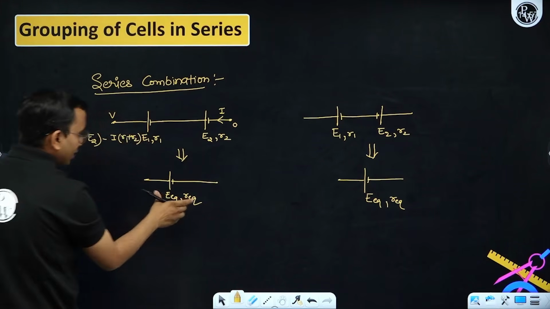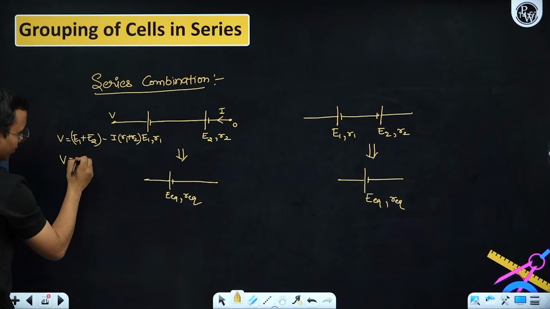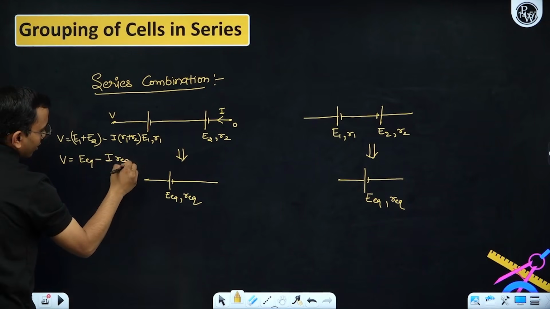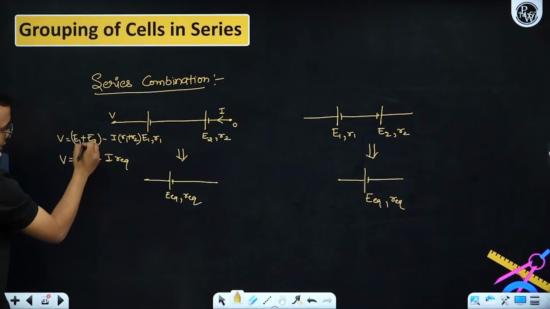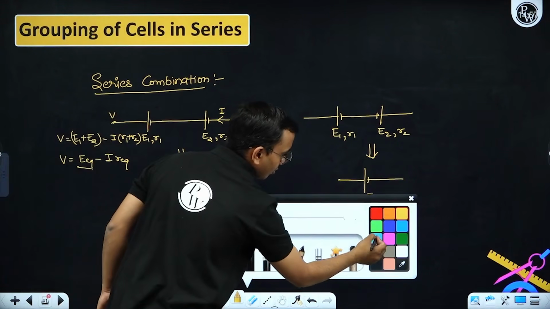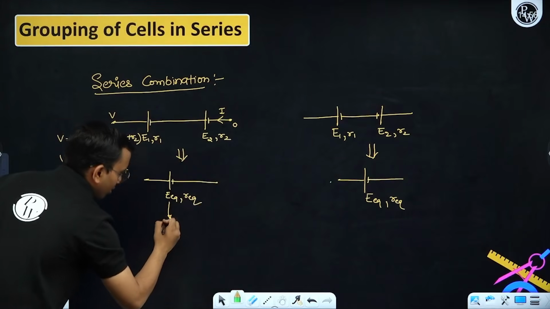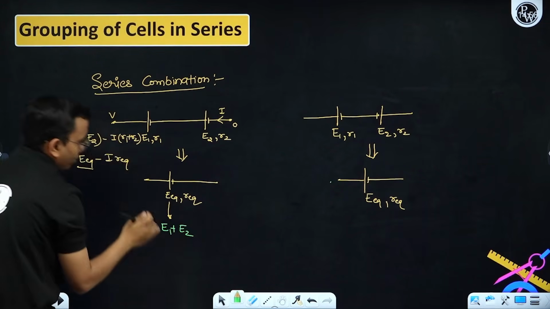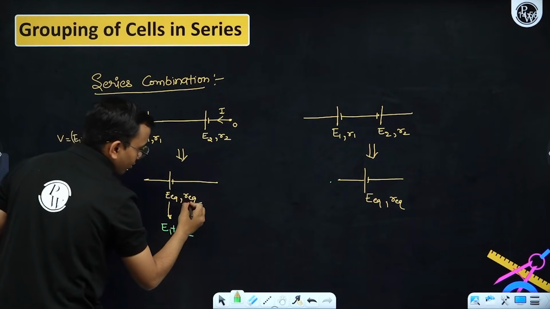Now this V is equals to my what? E equivalent minus I into R equivalent. So I got my E equivalent is basically E1 plus E2. And what is R equivalent? R1 plus R2.